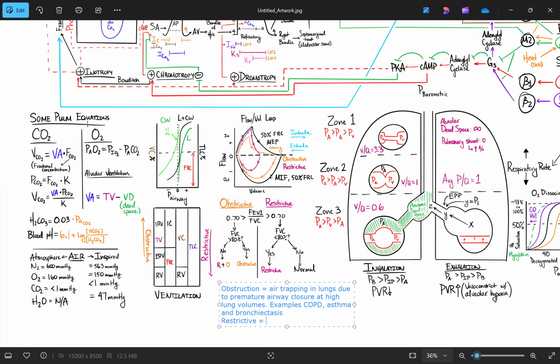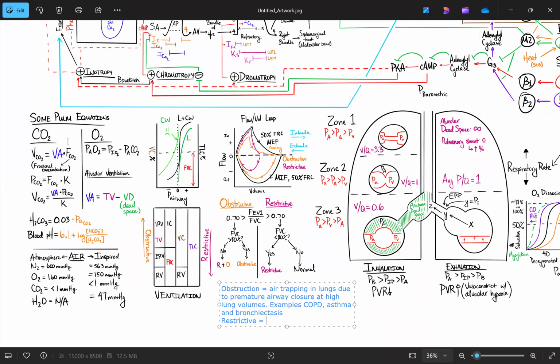So if it's greater than 0.7, that means you're able to expire a lot in 1 second, which means you're not having an obstruction, versus obstructive, where if you are expelling less than 0.7, or 70%, of the air in 1 second, then you have an obstruction that's kind of getting in the way of pushing that air out. And so then you can use that one flow chart there to determine whether you have obstructive or restrictive diseases.